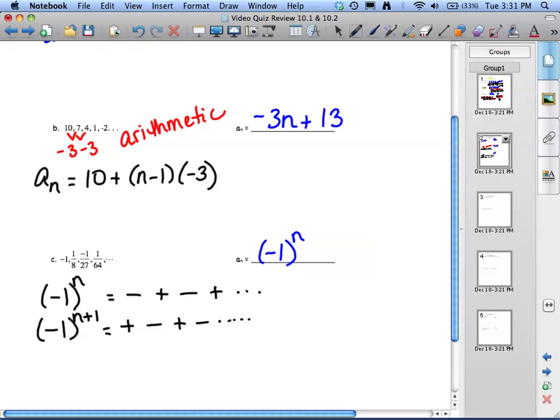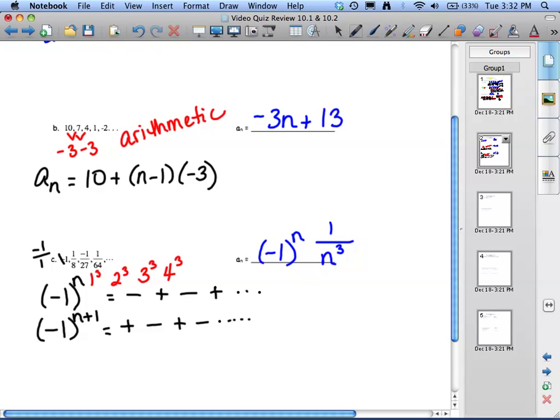I'm hoping then you'll see that 8 is 2 cubed, 27 is 3 cubed, 64 is 4 cubed, and of course, we need to think of this first one as negative 1 over 1 so that you can think of 1 cubed. So the numerator is 1. The denominator is simply what term we're on cubed. So I will expect that you can do the negative 1 to show me alternating terms.